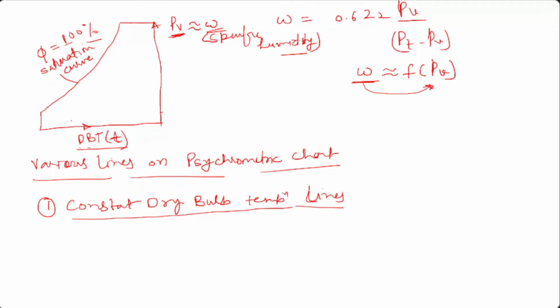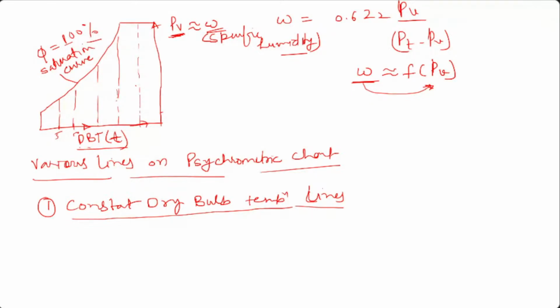DBT. Constant DBT means, this is 5 degree, this is 10 degree. This is increasing in this side. Okay, like that. So suppose these are your dry bulb temperature lines. These are vertical lines, and these represent the constant dry bulb temperature. Okay, are you getting it?